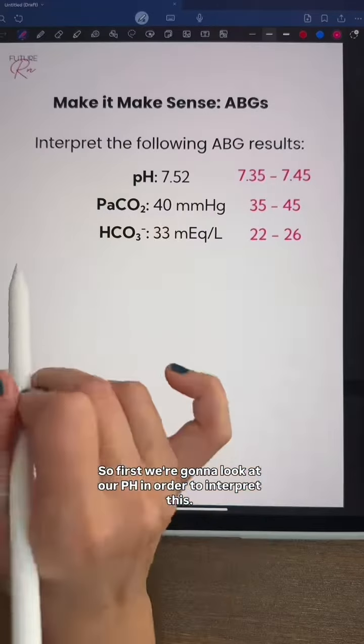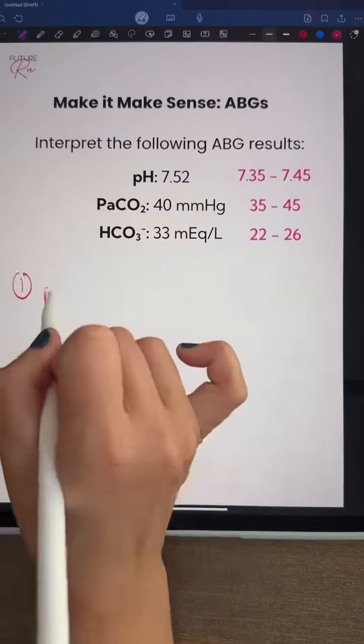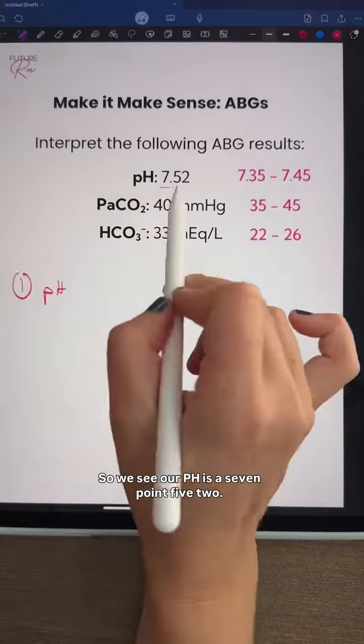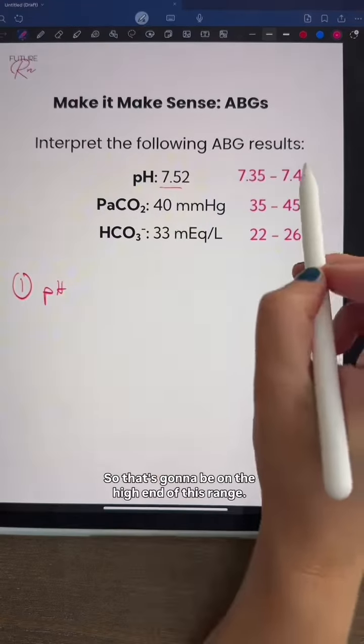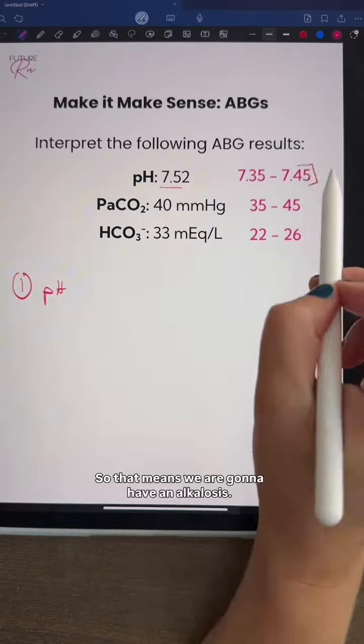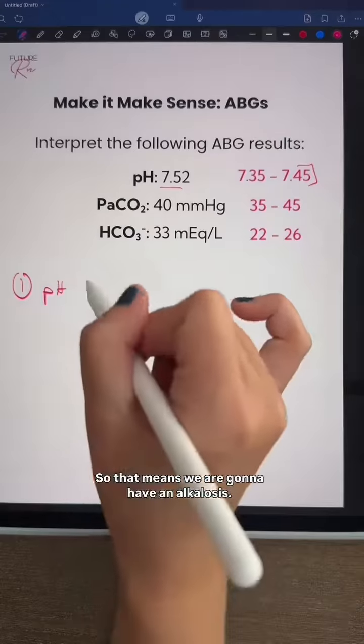So first we're going to look at our pH in order to interpret this. So we see our pH is 7.52. So that's going to be on the high end of this range. So that means we are going to have an alkalosis.